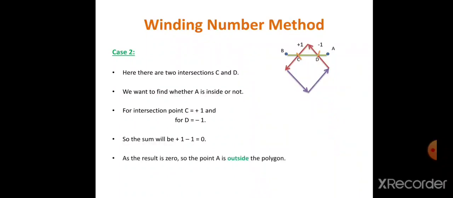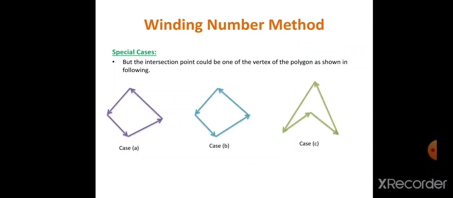So, that is why I can say that the point A is outside of that polygon. This is called the winding number method. There are some special cases, meaning whenever the intersection point is a vertex itself. In that, we have these three cases, we will see them one by one.